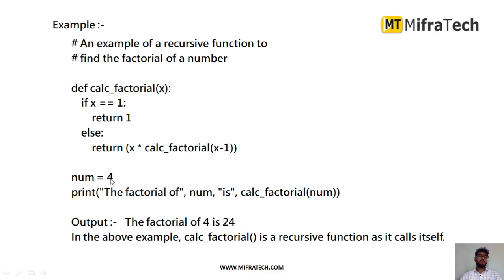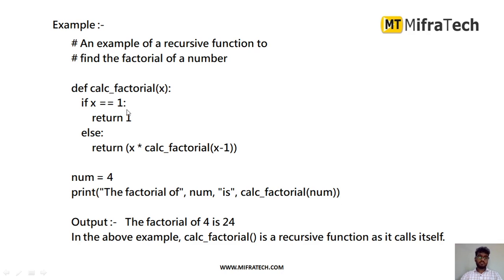So here I have taken num is equal to 4. Now I have to call that recursive user defined function, so I print the factorial of the number. I am printing the factorial of num by calling the function cals_factorial and giving the input as that number 4. Whenever I call this, the 4 will be taken into x. So now my x value is 4.